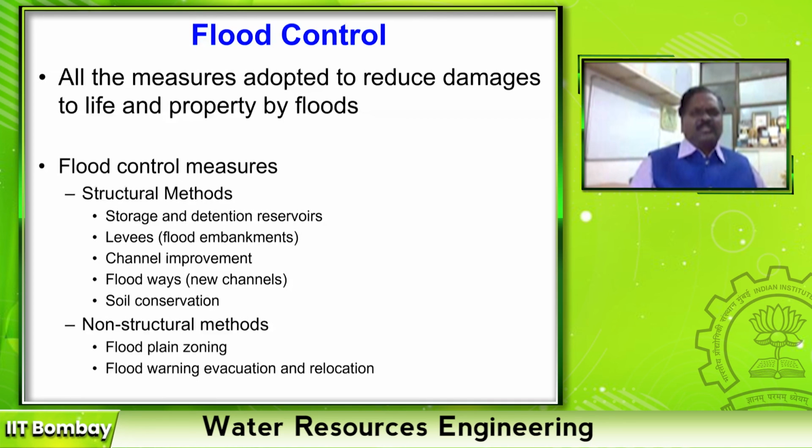There are two broad methods in flood control. One is the structural method, another is the non-structural method. The structural methods are storage and detention reservoirs. You construct or increase the capacity of the reservoir, or construct one more reservoir called a flood storage reservoir. Then levees: when I estimated the Saint Venant's equation, I found that there are certain locations where the depth of water is more. Then you construct an embankment so that the flood water stays within the river. But outside that flood embankment, the land level may be much lower than the water level.